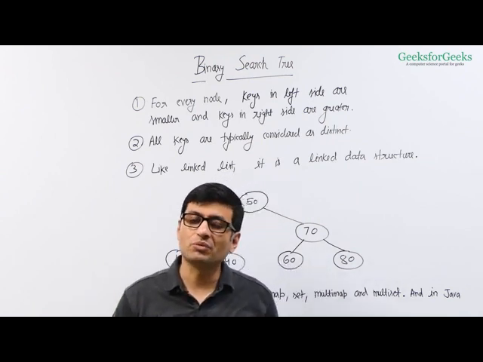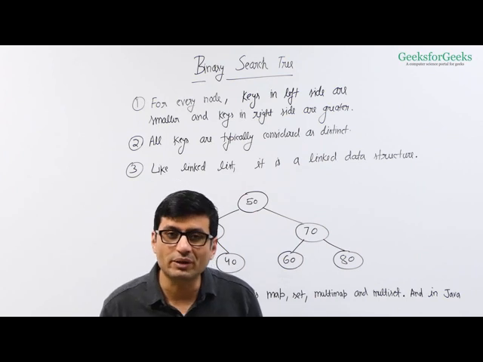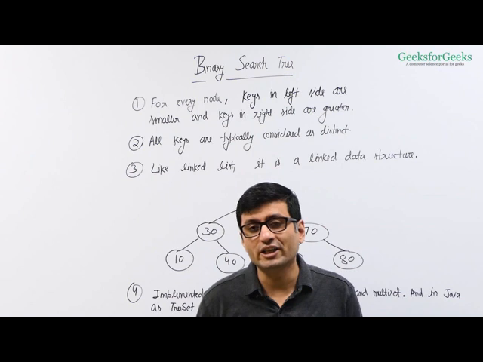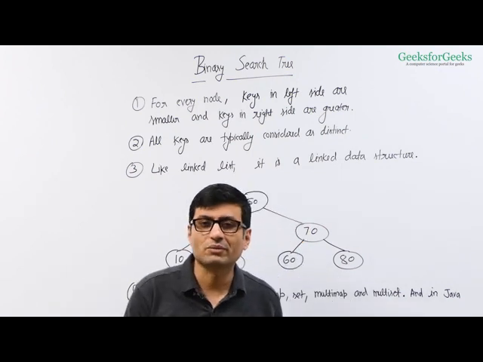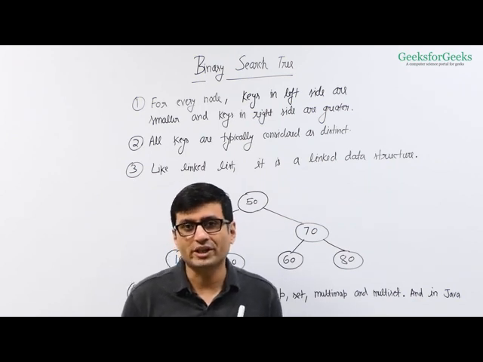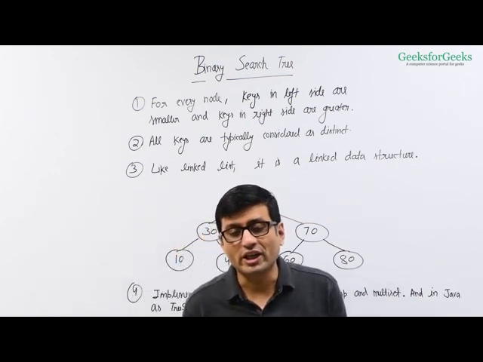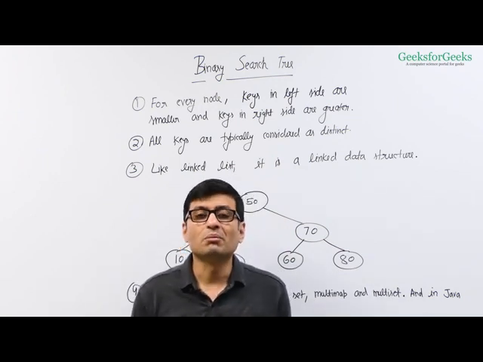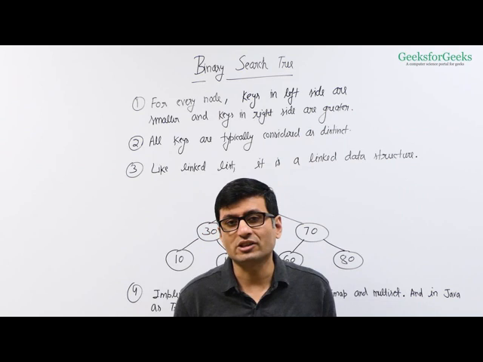In binary search, we go to the middle. If we find the element at the middle, we say this is the element we are searching. And if the middle element is greater, then we go to the left half. If the middle element is smaller, then we go to the right half. On this idea, we have a data structure which is not an array, which is a linked data structure, which is basically a binary tree, but it provides faster search.